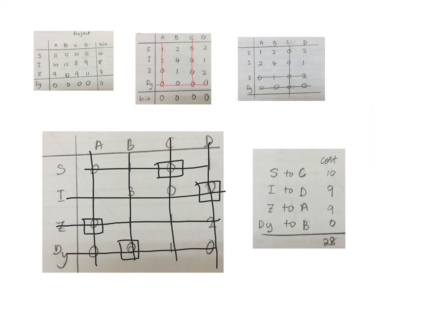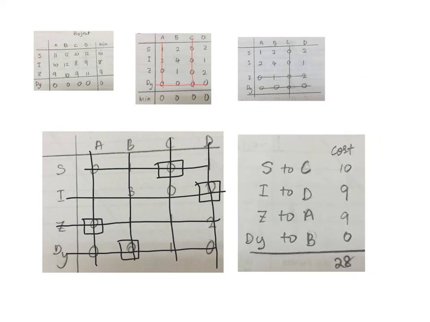Now you can see that S is assigned to C with a cost of 10. This is 10 here. I is assigned to D, which has a cost of 9. And Z is assigned to A, with a cost of 9. And Dummy is assigned to project B. And the total cost is 28. So that's it.